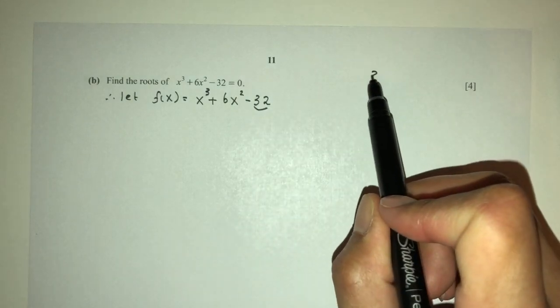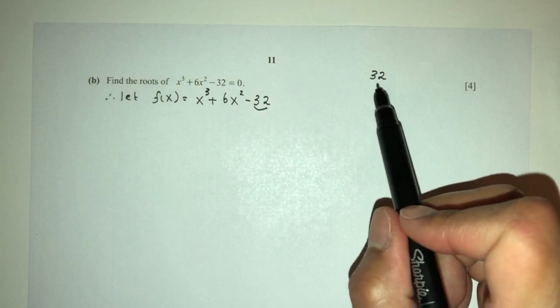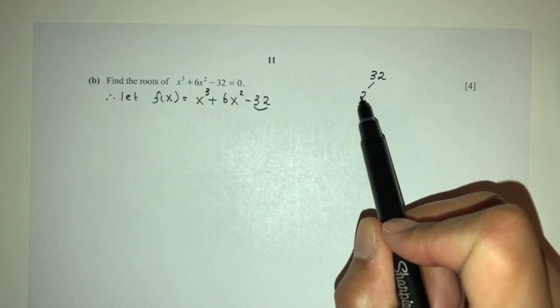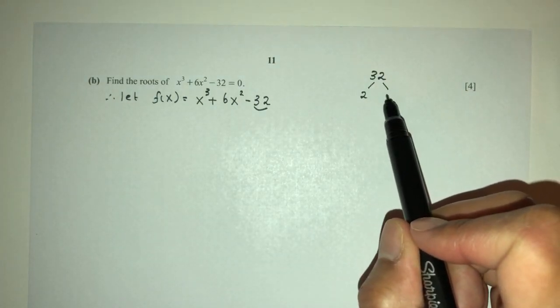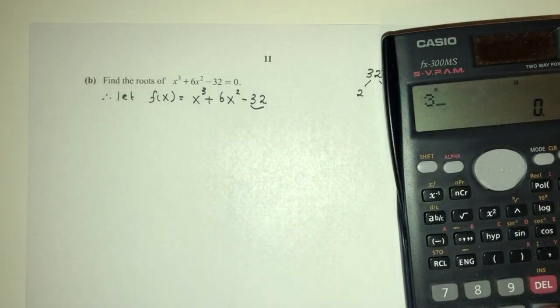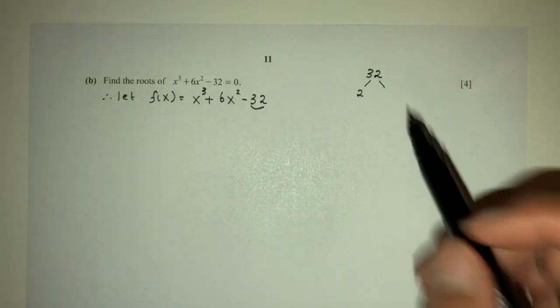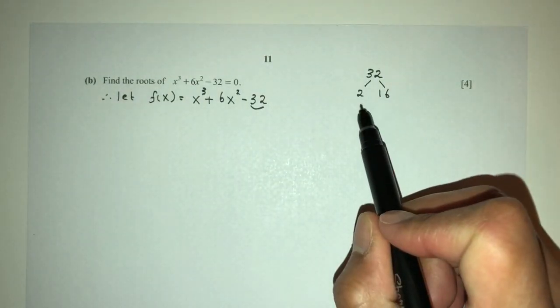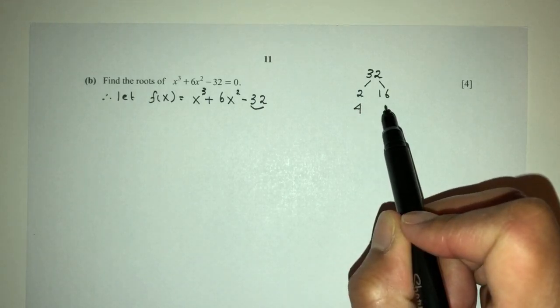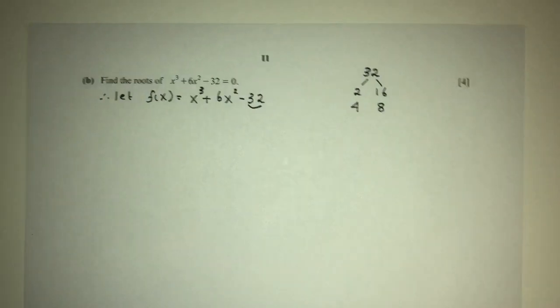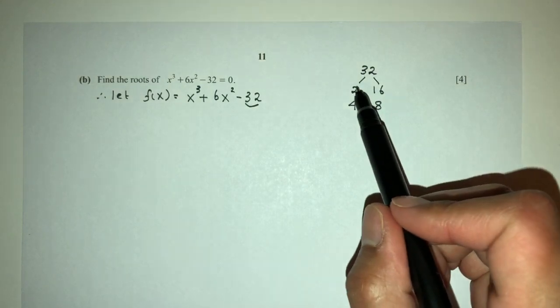So here we have 32. What are the factors of 32? We know that 32 is 2 times what? Let's see, I'm not too sure. 16, okay, 2 times 16. I know it is 4 times 8. So let me try one by one. Let's say, for example, I have 2 here.